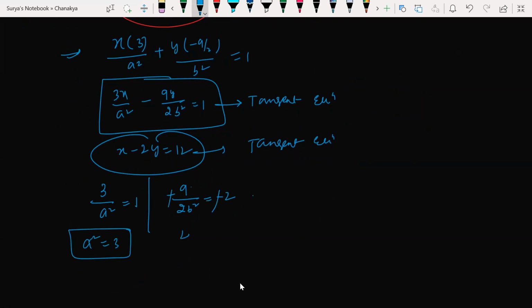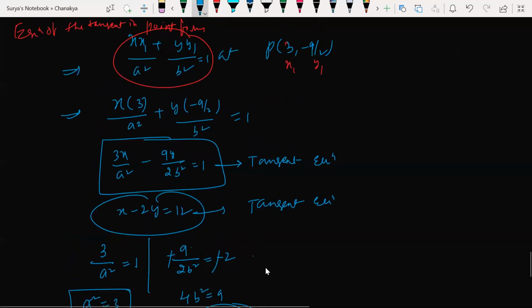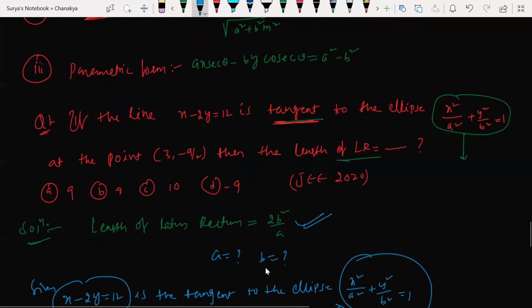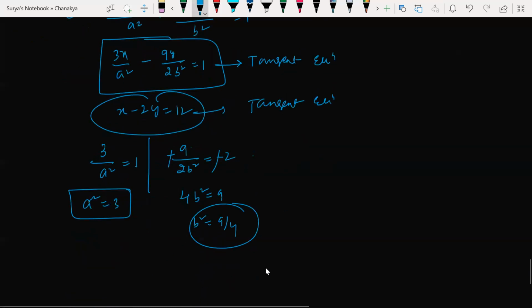What is the b square value? 4b square is equal to 9. What will the b square value be? 9 by 4. Correct? 9 by 2b square is equal to minus 2, correct? Tell me, what is the answer now? Yeah, I think what he has given, 1 by 6. Tell me what the answer is going to be now.